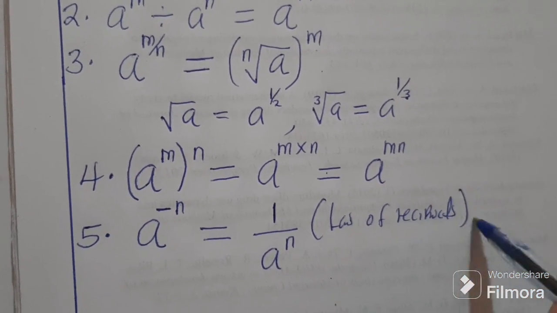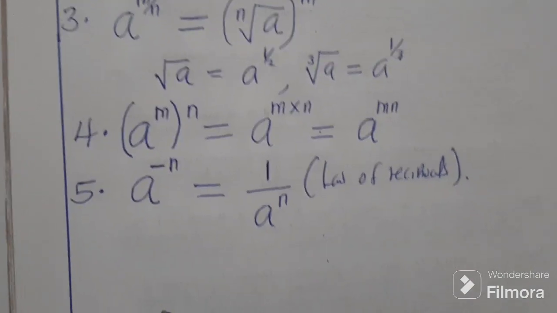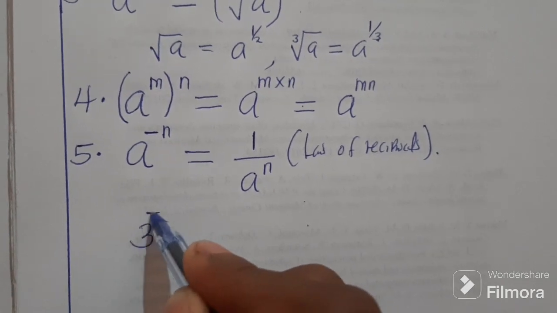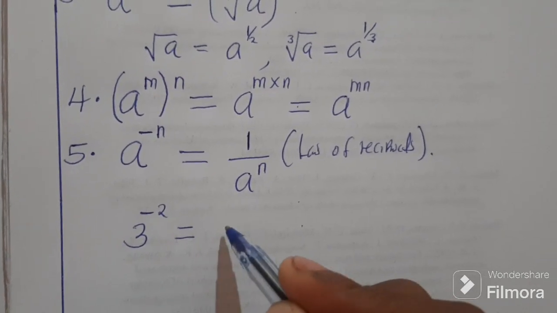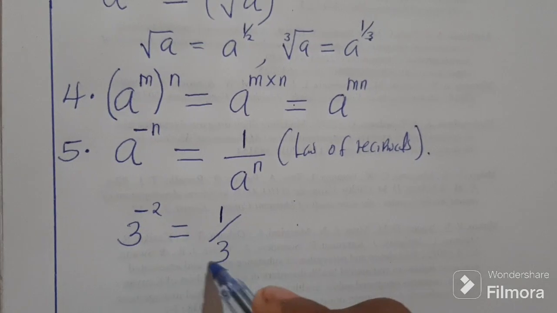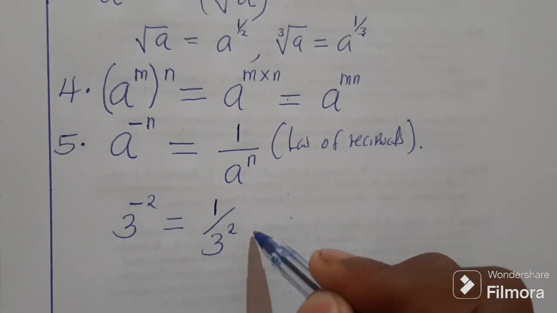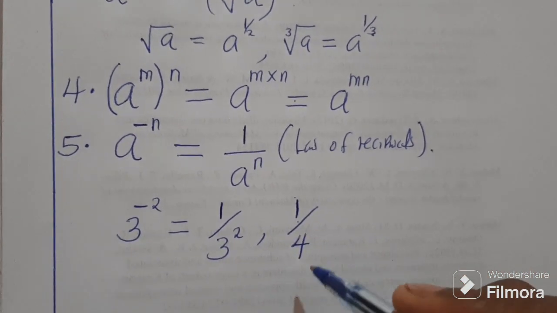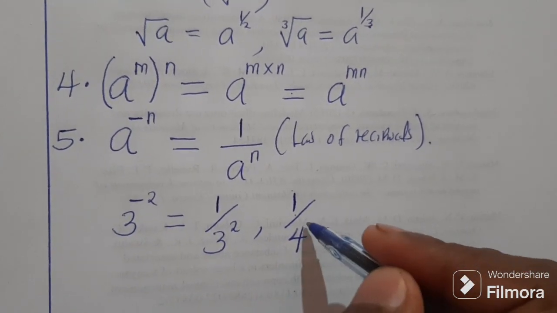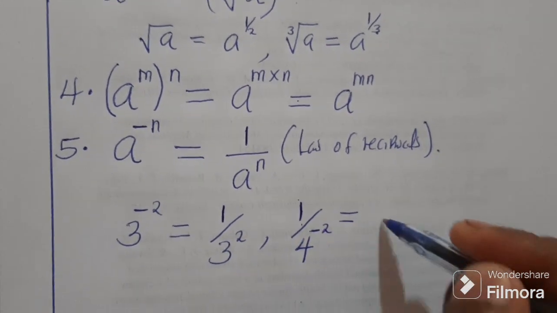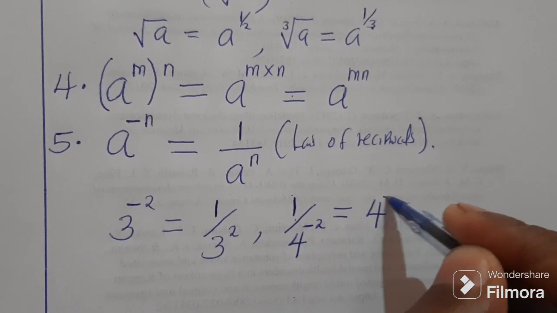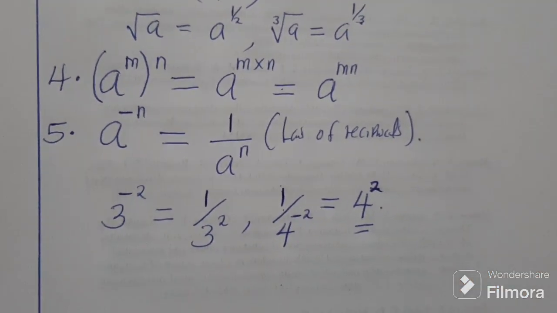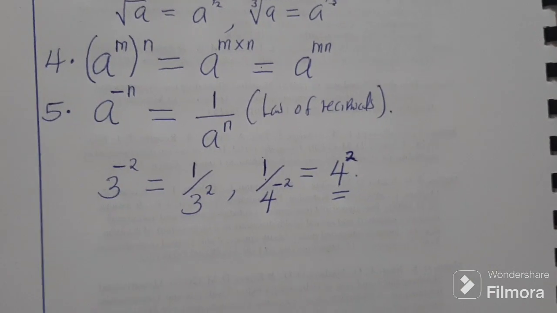For instance, if you are given 3 power negative 2, this is the same as saying 1 over 3 power 2. The same thing applies if you are given 1 over 4 to the power of negative 2. This is the same as simply 4 power 2. The negative disappears like that. So that is another law of indices.